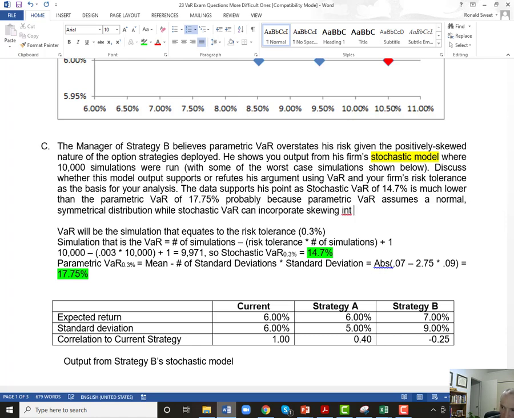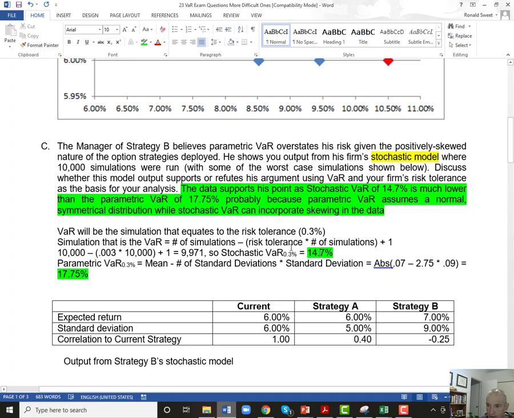skewing in the data. So, you know, give a complete answer, because it says discuss. It doesn't just say does it support or not support it. You can't just say the data supports his case. You got to give me some data. You got to give me some numbers. I definitely need the 14.7 and the 17.75 in your answer.